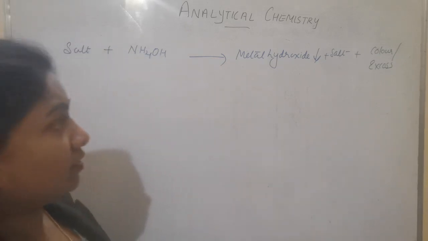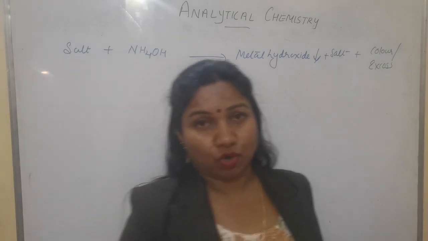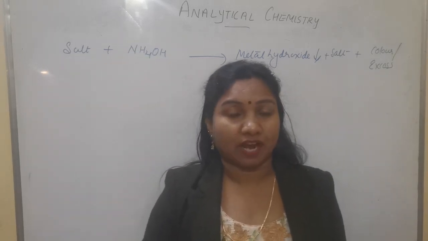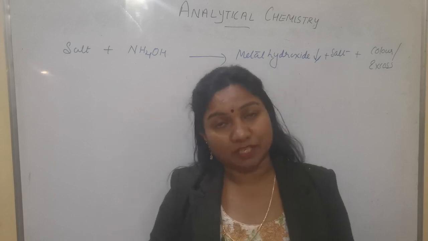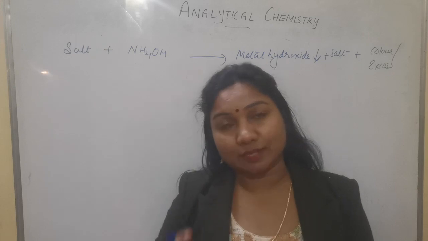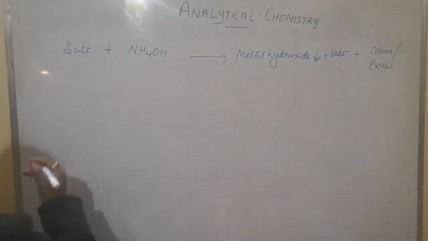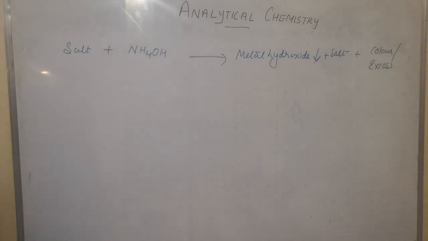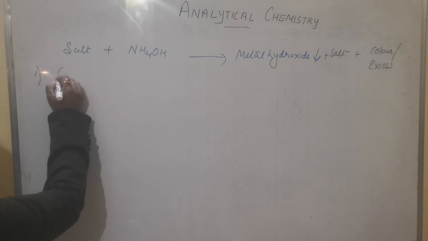In the previous case, we did the same thing. First, we added the reagent drop by drop, and after precipitation, we added the reagent in excess. In some cases the precipitate became soluble, and in some cases it remained insoluble. So a similar procedure we have to repeat here again. First, we will take calcium salt.